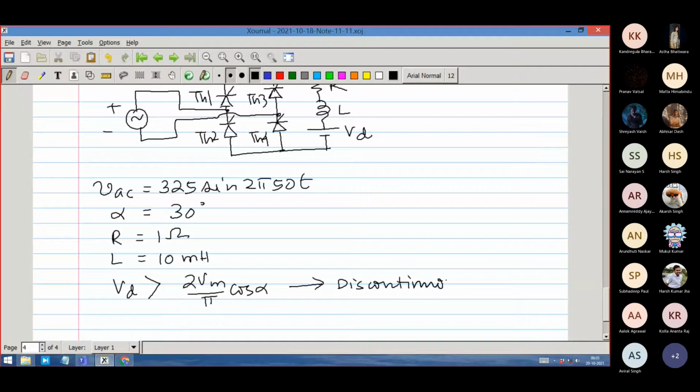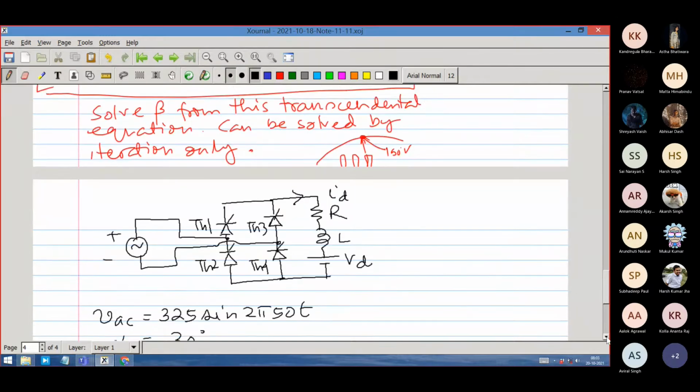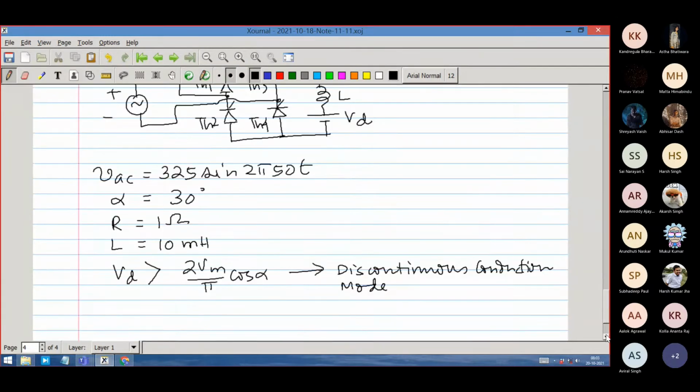Discontinuous conduction mode. Can you understand why it will be so? Can anybody tell me why, if VD is greater than 2 Vm by pi cos alpha, it is in discontinuous conduction mode? What is 2 Vm by pi cos alpha in this case? 2 into 325 divided by pi into cos of 30 degrees, right?